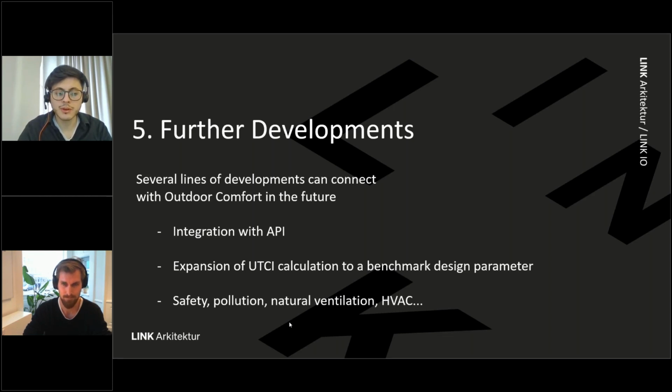And then we also have quite a few topics in mind: safety, pollution, natural ventilation, that we could start using the Simscale platform for. And I hope that we will have the opportunity to do so in the future.